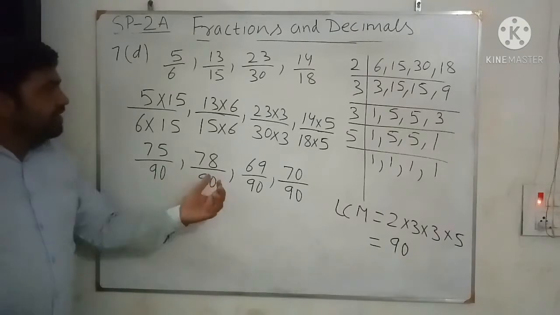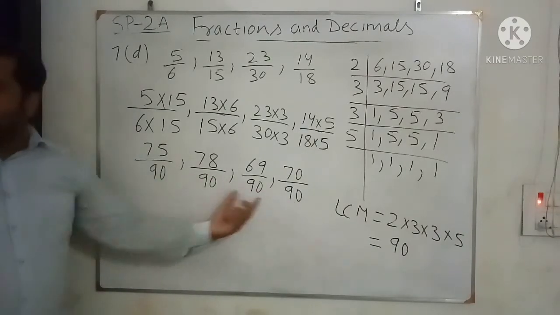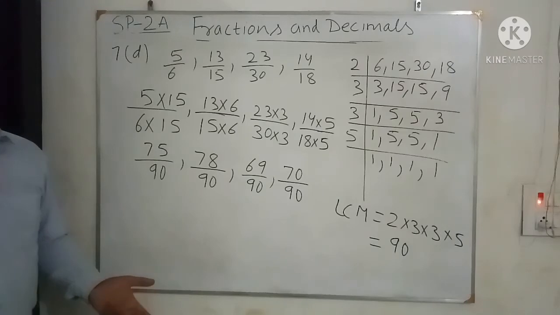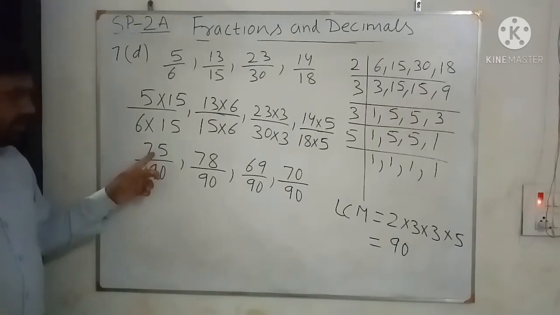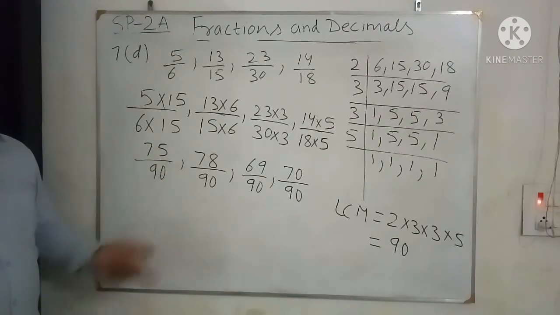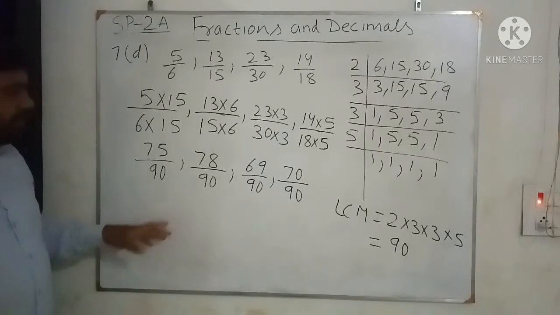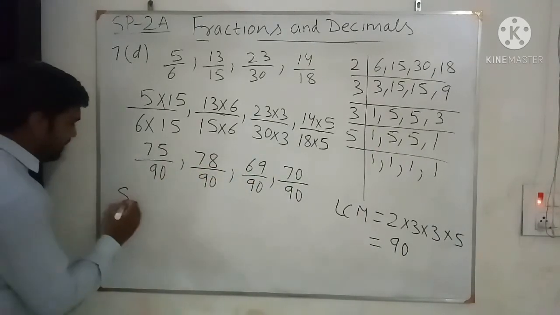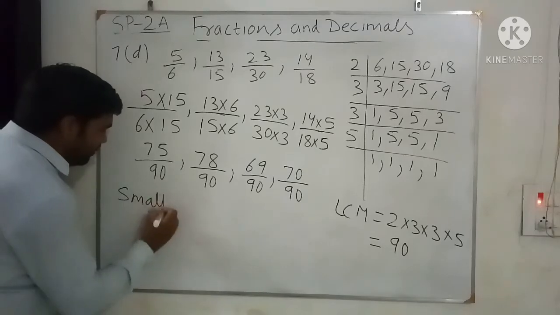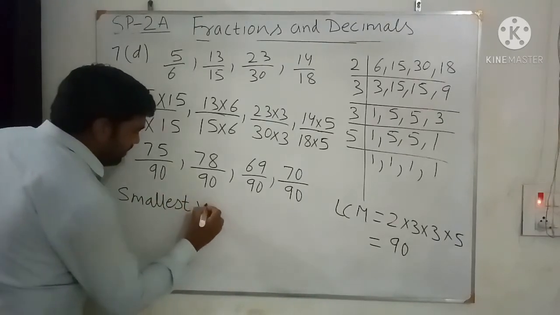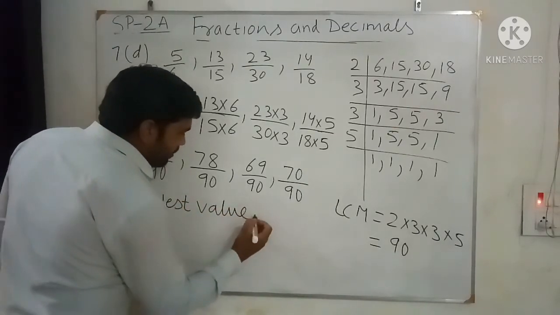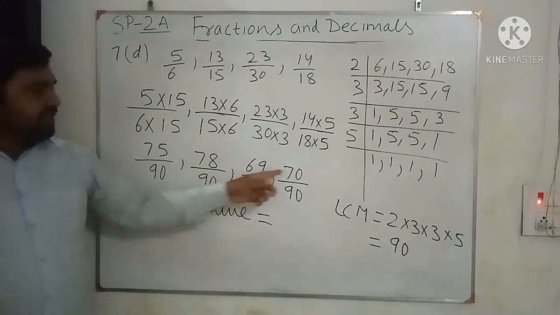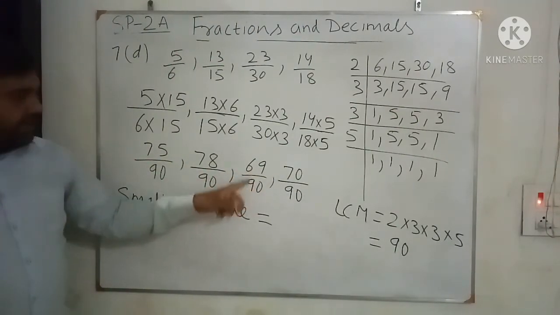Now see, all these fractions are converted into like fractions. Now their denominators are the same, so we can do the comparison very easily. The fraction which has the smallest numerator will be the smallest value, and the fraction in which the numerator is the largest will be the largest value. So what is the smallest value? Out of 75, 78, 69, 70, 69 is the smallest.